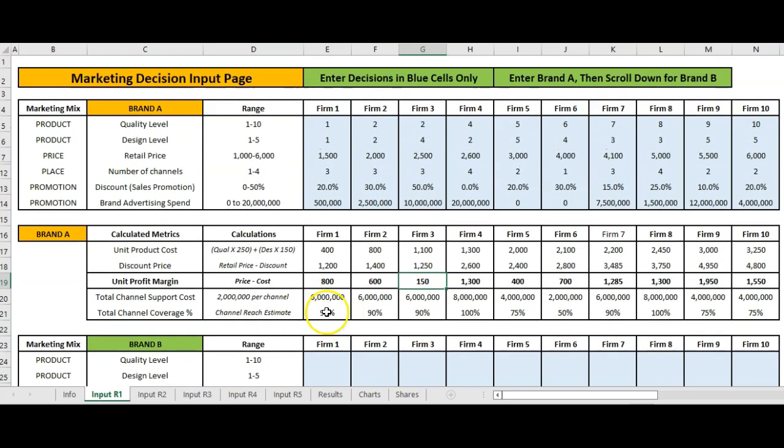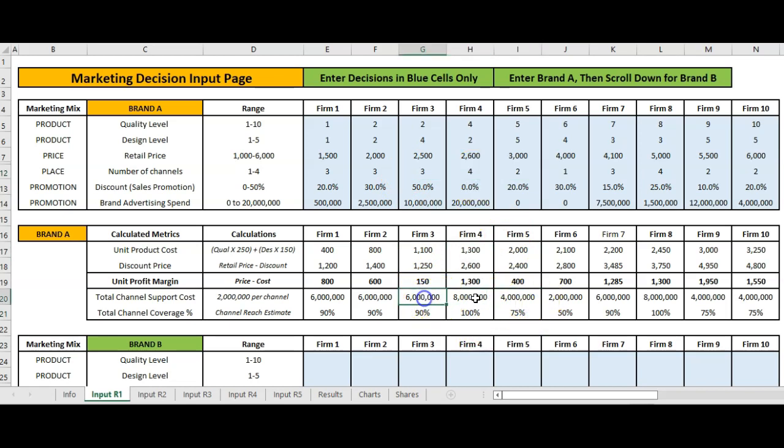And the channel reach estimate also calculates automatically. So if a company is choosing one channel, it's only going to cost them 2 million points, but they'll only get 50% reach. 2 will get you to 75% reach. 3 will get you to 90, and 4 will get you to 100% reach.